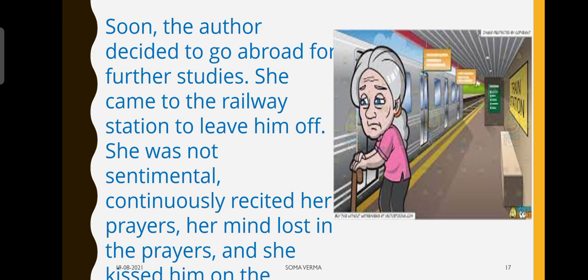Soon, the author decided to go abroad for further studies. She came to the railway station to leave him off. She was not sentimental, continuously recited her prayers, her mind lost in the prayers, and she kissed him on the forehead.